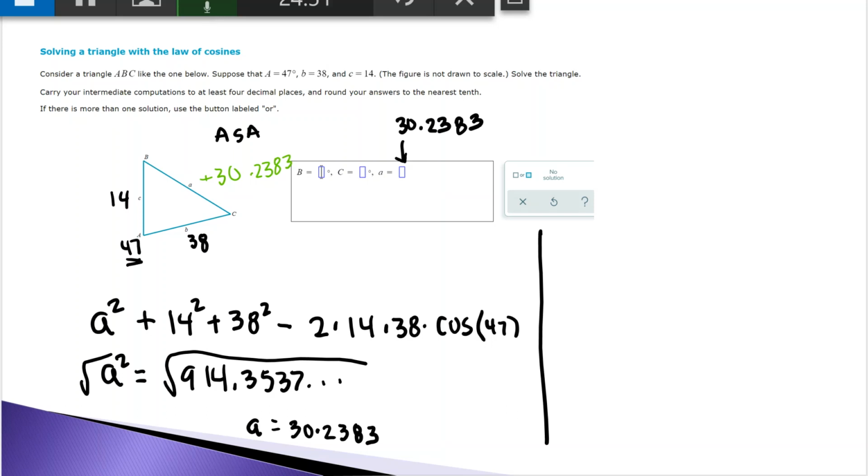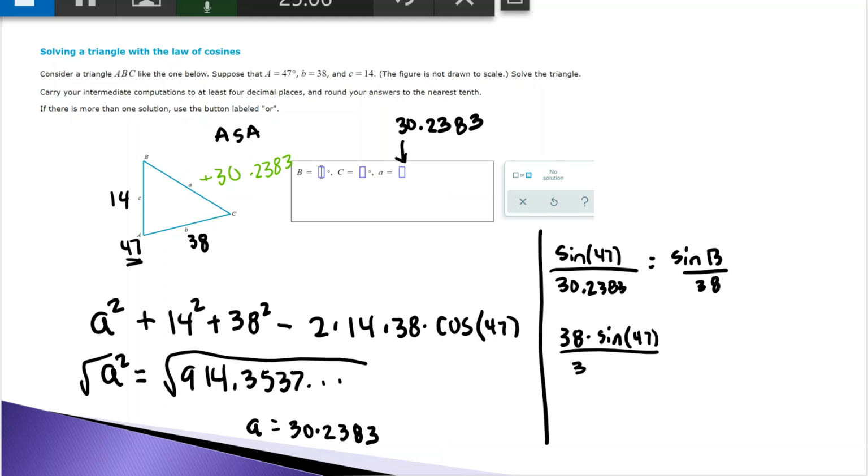Now I can use law of sines because I have an angle and an opposite side. So I'm going to jump to law of sines in this case because it's just going to be a lot easier to work with. So sine of 47 degrees divided by my 30.2383 equals sine of B divided by 38, or you could do sine of C divided by 14. It doesn't matter. 38 times sine 47 divided by 30.2383 equals sine of B.